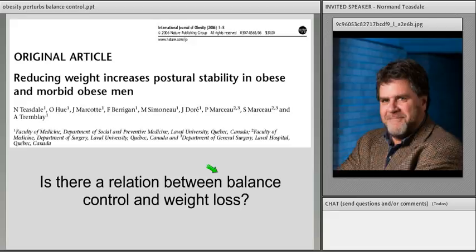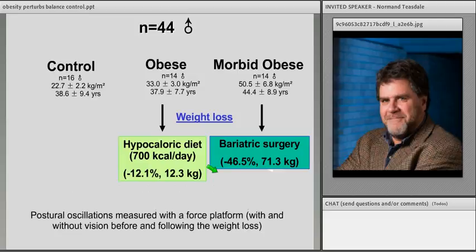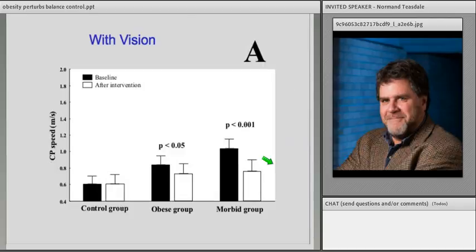So that's what we looked at in obese and morbidly obese individuals. Again, a very simple protocol, but complex to run. We had control subjects that we tested twice, obese individuals that lost weight with a hypocaloric diet over an average of about a 6-month period, and morbidly obese individuals that went through bariatric surgery and lost on average 71.3 kilograms. They were tested again, I think, with about a year in between both testing periods.